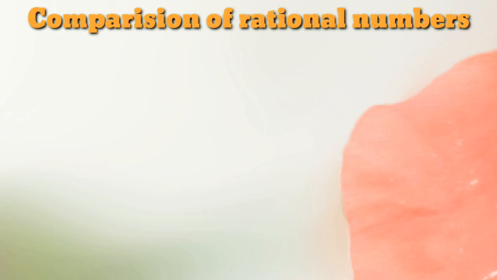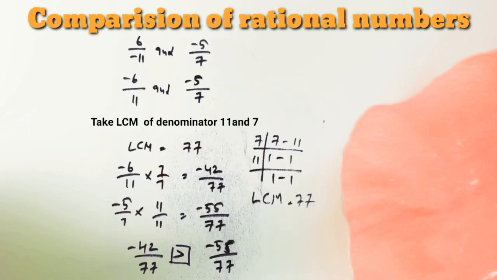Next, if we have to compare rational numbers, which rational number is greater, which is smaller, or you have to arrange them in ascending or descending order. As an example, I have taken 6 by minus 11 and minus 5 by 7. Now here both the rational numbers are negative. The first step is, if the denominators are different, then you have to take the LCM of both the denominators.